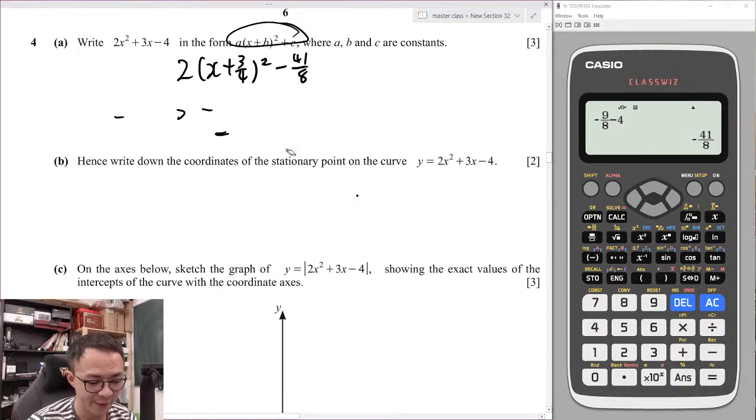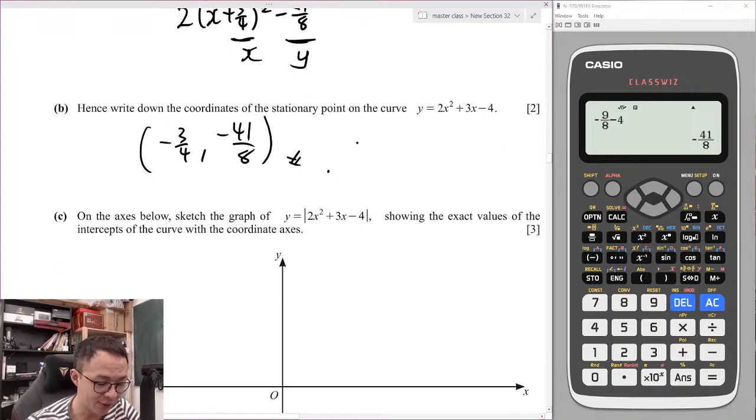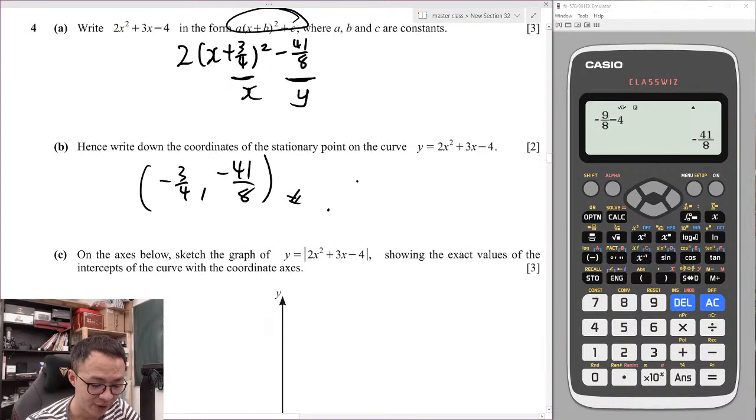Alright, then, hence write down the coordinates of the stationary point. So yeah, with the complete square you can easily get the stationary point, right? The x coordinate is from here but with a different sign. The y coordinate you just copy from the back here. So it's negative 41 over 8. Done. Okay, then you want to sketch the graph and show the exact value. In IGCSE you must be very careful about the word exact here, okay?